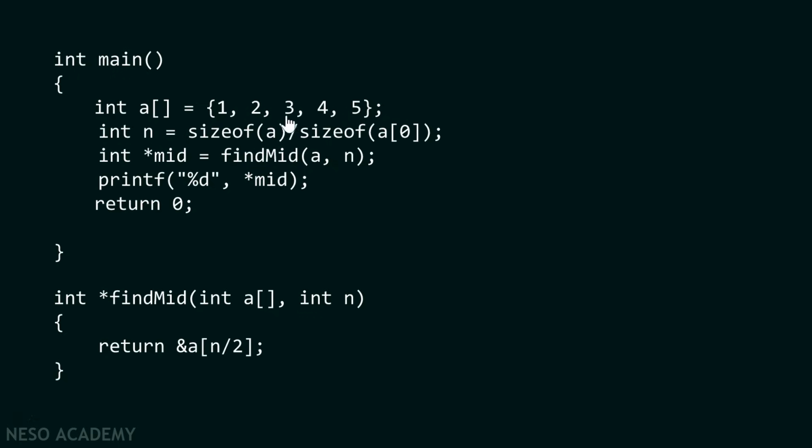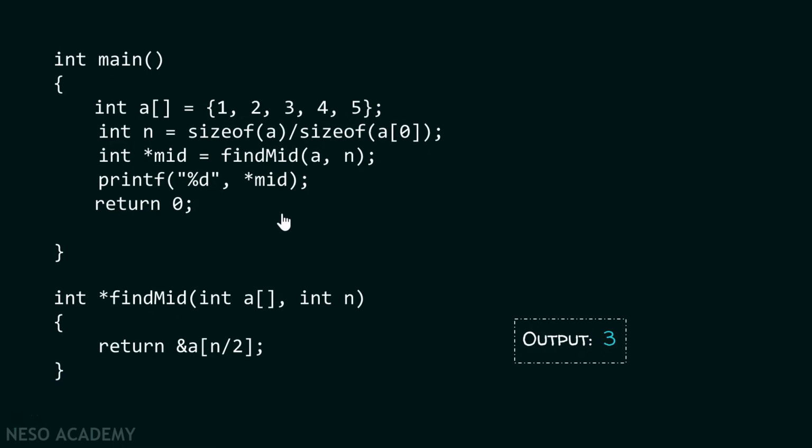But we want the address of this element. Therefore, we should write ampersand in front of this a[n/2]. Ampersand is the address of operator, which helps us to get the address of the element. If we want to get the address of this element, we should mention ampersand. And finally, we can return this address back to this pointer. So we can say that the pointer points to this particular location, which contains value 3. And we can see here for this array, mid is also 3. Now with the help of this printf function, we can print this value 3 on the screen. Therefore the output is 3 for this program.